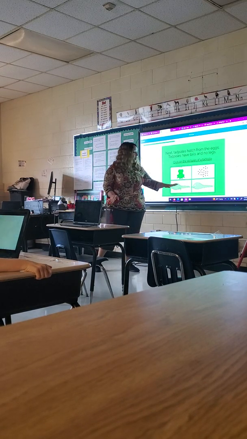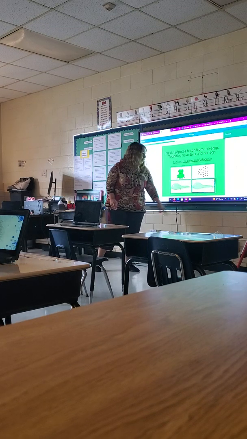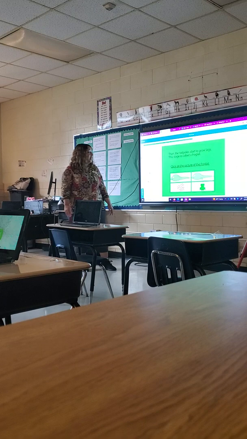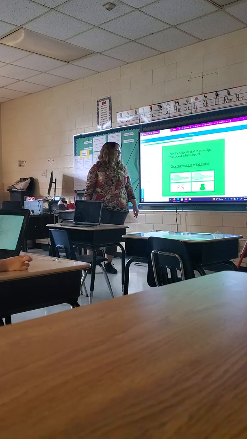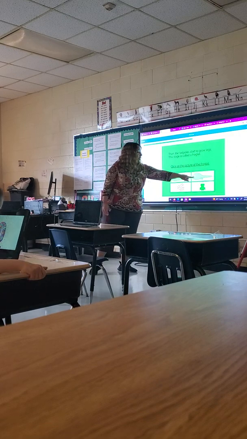So that's when it becomes a what? Tadpole. Good. Then the tadpole starts to grow legs. This stage is called a froglet. Froglet is this picture here with the little legs.